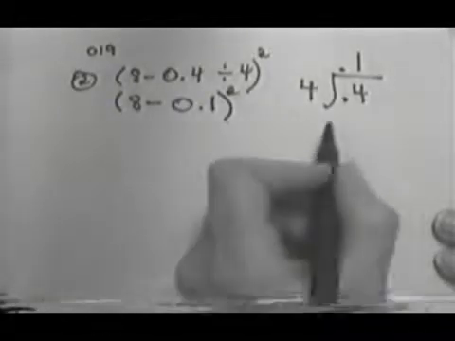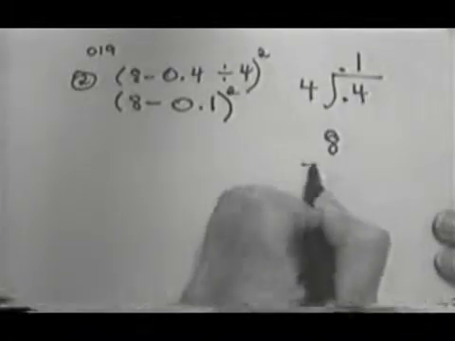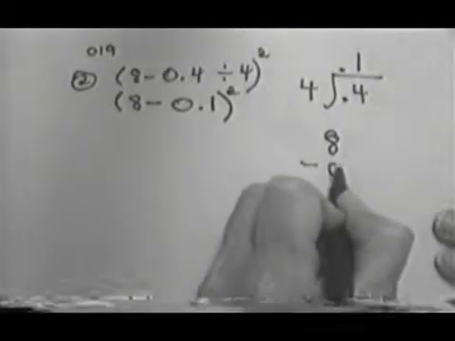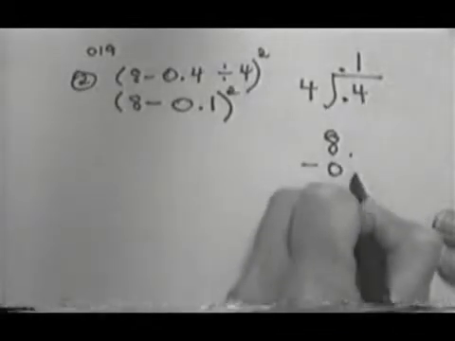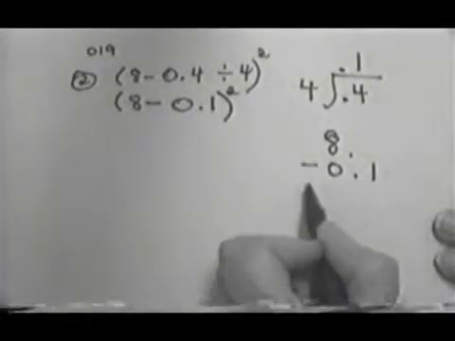Well, I need to come over to the side and do that. Subtraction is just like adding. We line up our whole numbers and our decimals. So I need to put a decimal here, and then 1/10. So it's 8, subtract the 1/10.